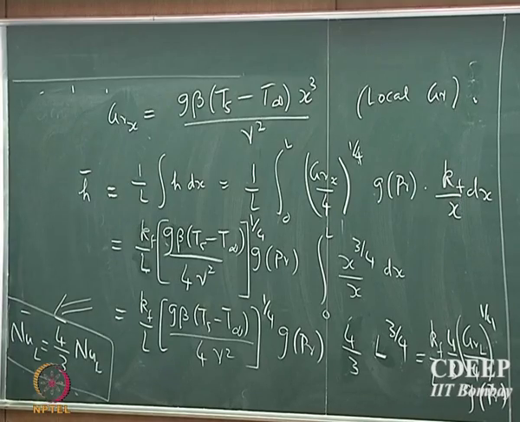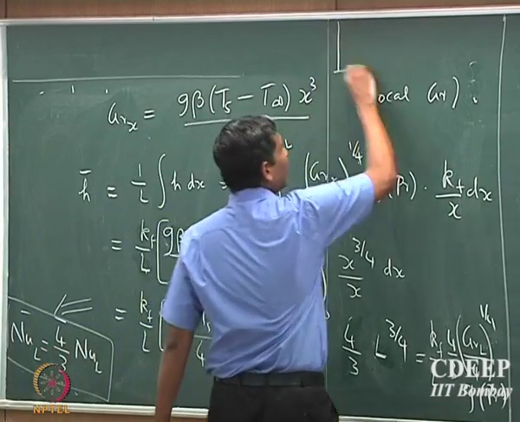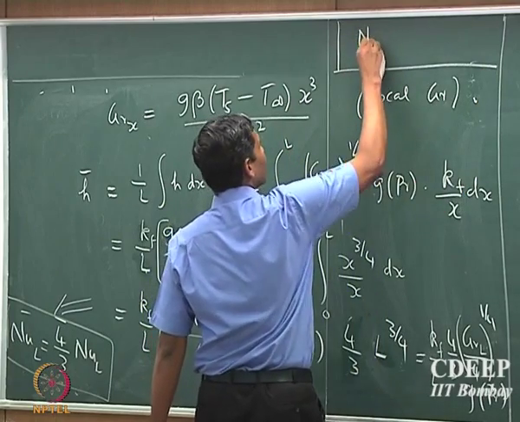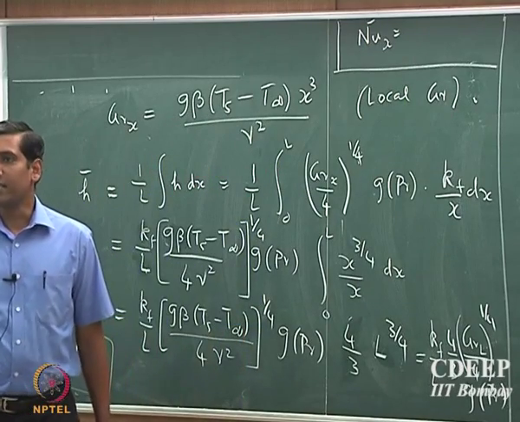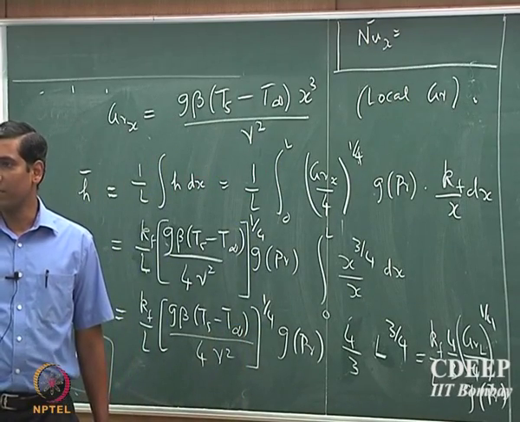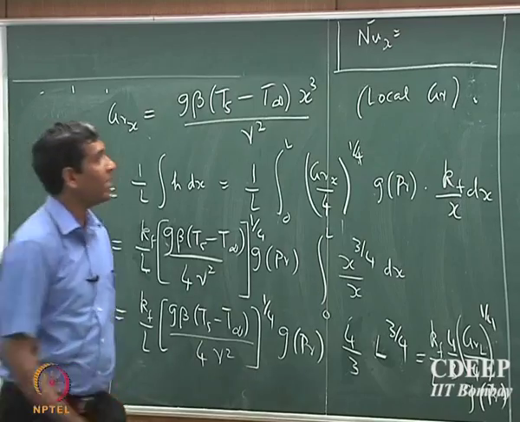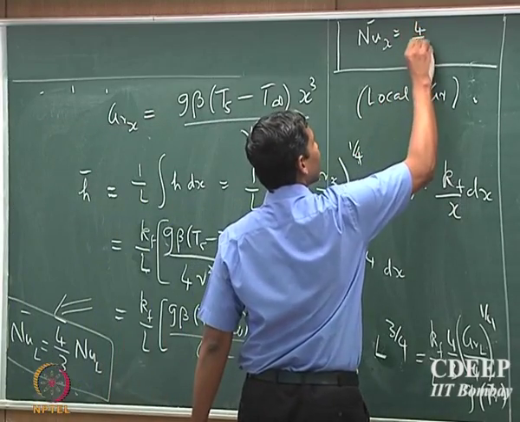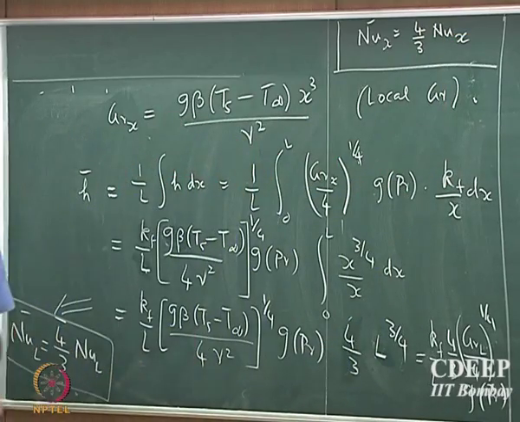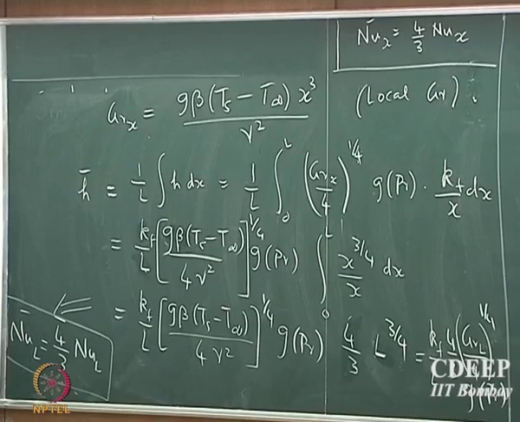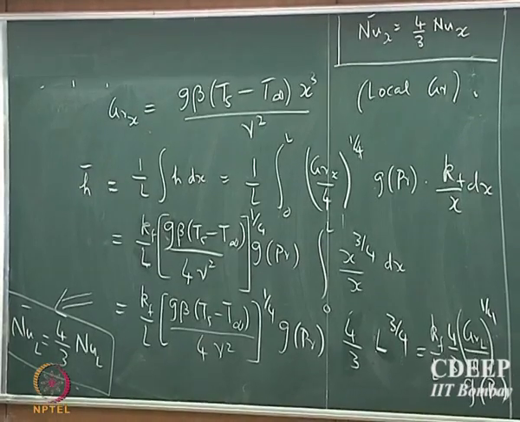So, we can say that the average Nusselt number at any location, which signifies the net amount of heat that is transported till that location in the flat plate, should be equal to 4 by 3 times the local Nusselt number. That is an important observation. If I can measure the properties at the exit or at the end of the flat plate, then I should be able to find out the local Nusselt number at that location.